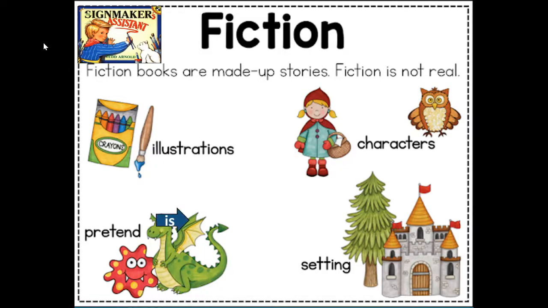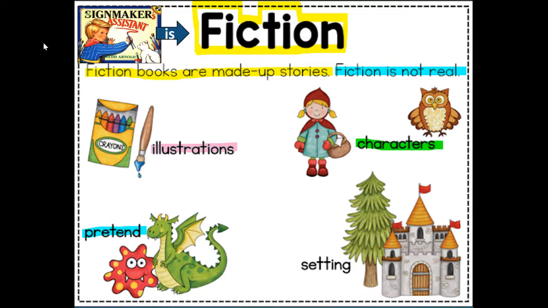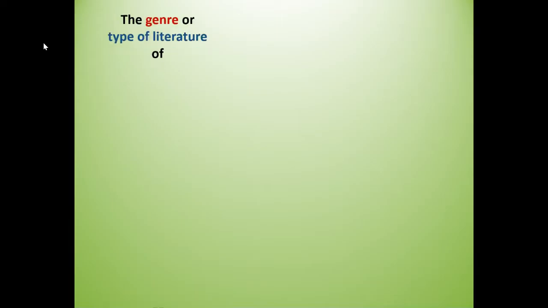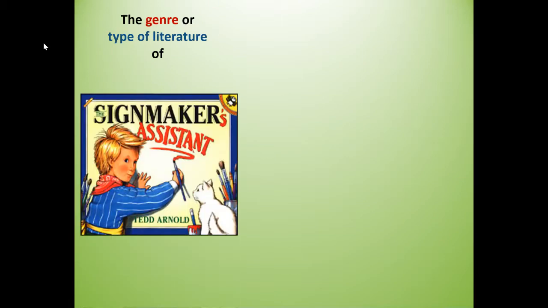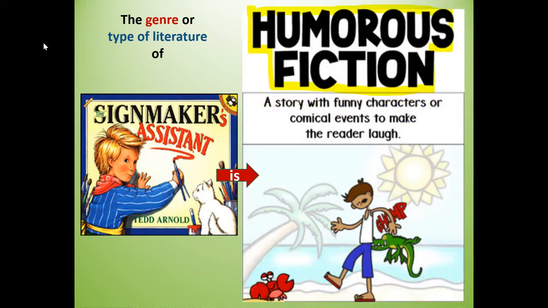So, The Signmaker's Assistant is fiction. Fiction books are made up stories. Fiction is not real. It has illustrations. It is pretend. It also has characters and a setting. The genre or type of literature of The Signmaker's Assistant is humorous fiction. What is humorous fiction? Humorous fiction is a story with funny characters or comical events to make the reader laugh.